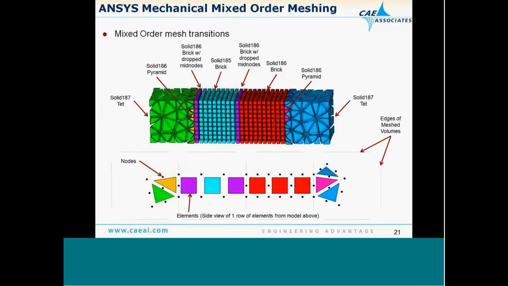If we look at meshing controls, when we use the Workbench mesher, it's going to use a hybrid of tetrahedrons and bricks, higher order bricks by default, lower order if we tell it to drop the mid-side nodes. This slide just shows the transition between the two of these results.